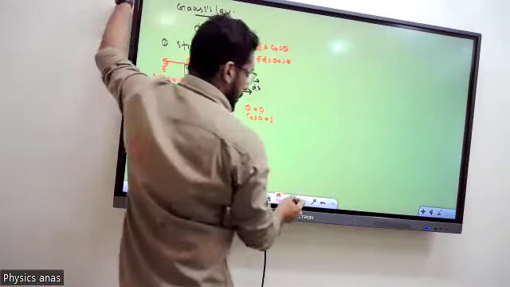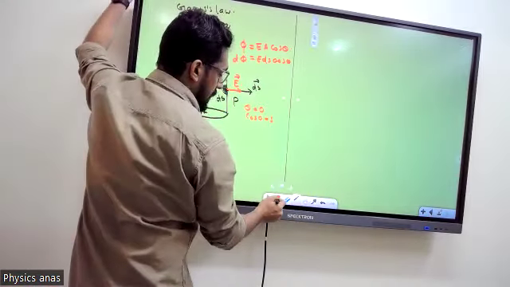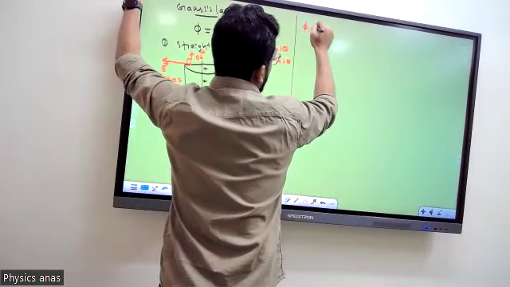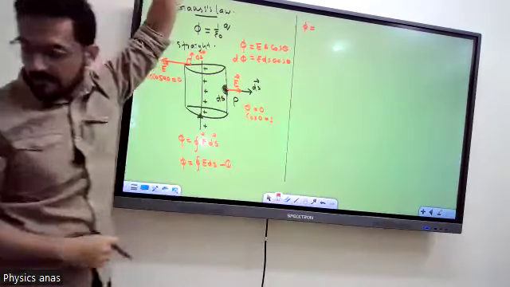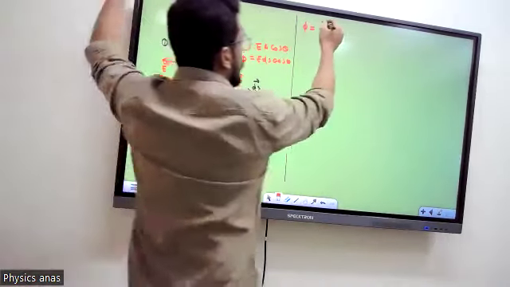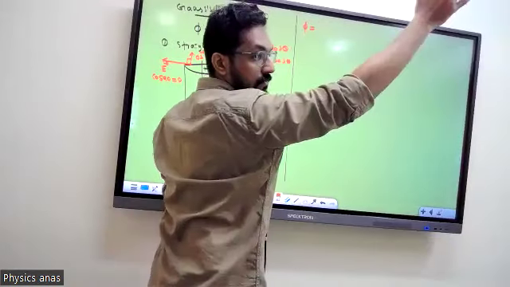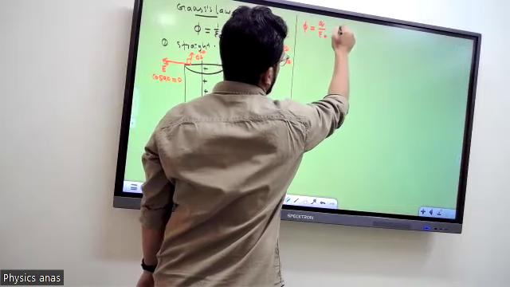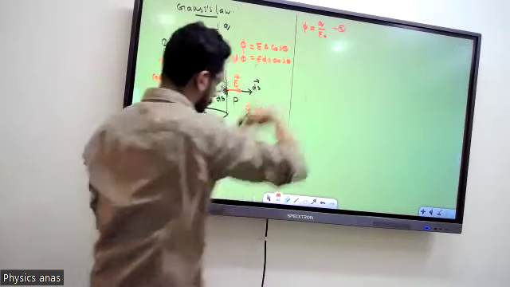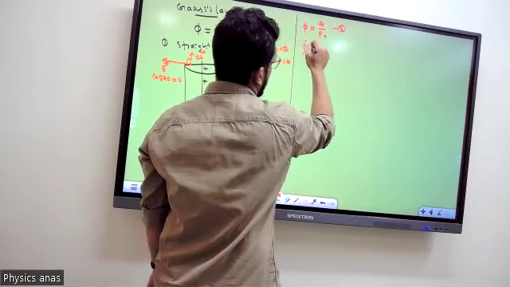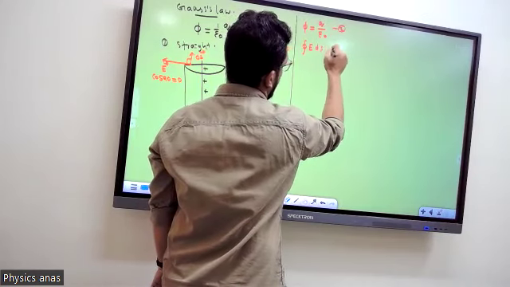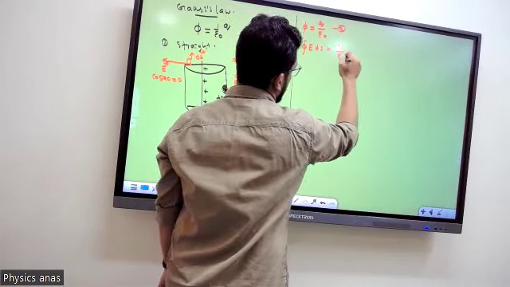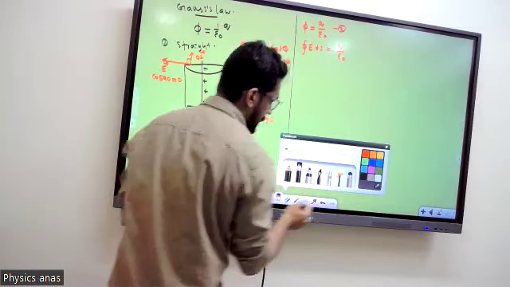Then our second equation. You can see the board, right? Second equation: phi is equal to q by epsilon naught, from Gauss's law. You can equate them. If you are equating them, integral E ds is equal to q by epsilon naught.